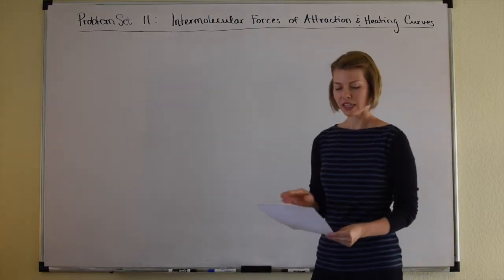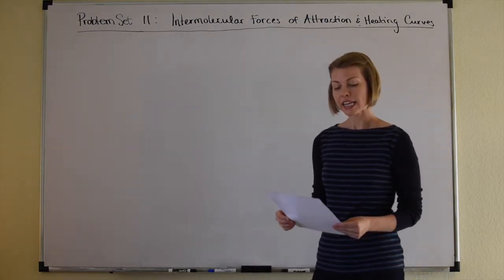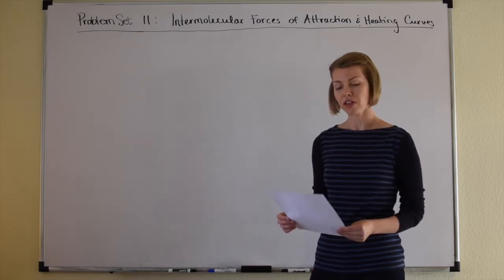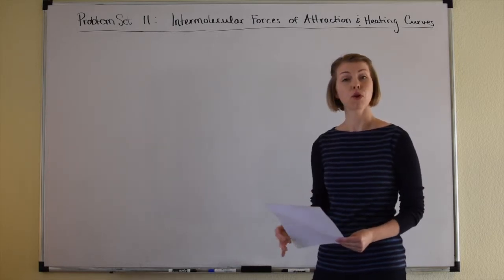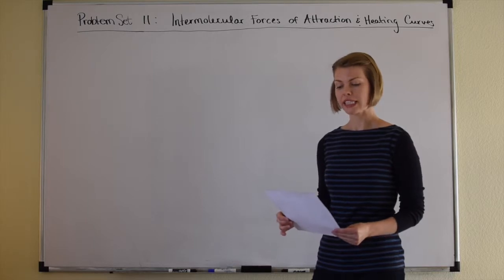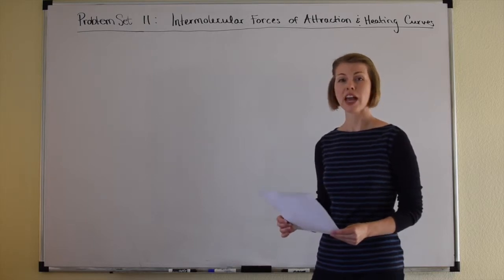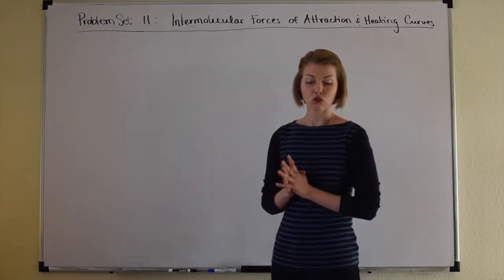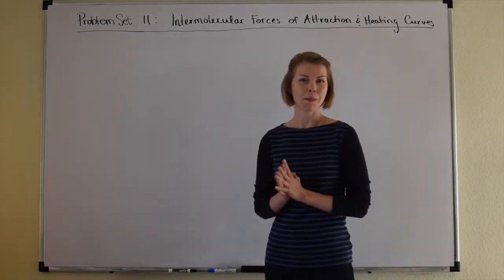Ethanol molecules, and I've given the formula there, are capable of hydrogen bonding to one another, but dimethyl ether molecules, and again I've given the formula, are not. Given this information, complete A through D below. A, draw a Lewis structure for each molecule.